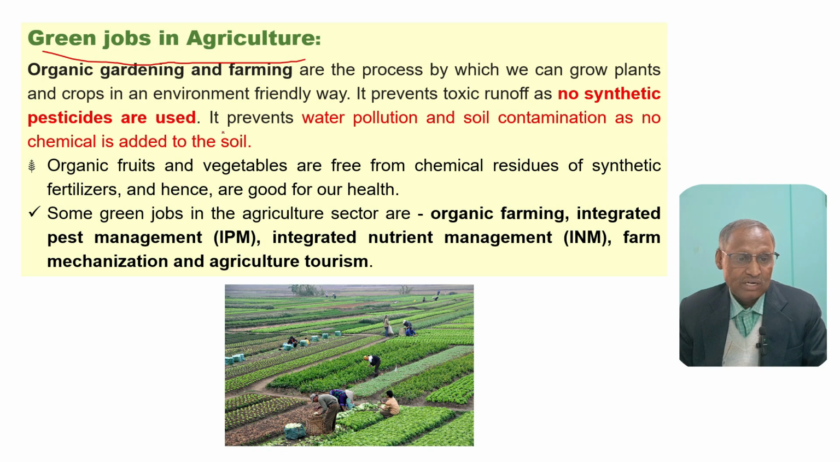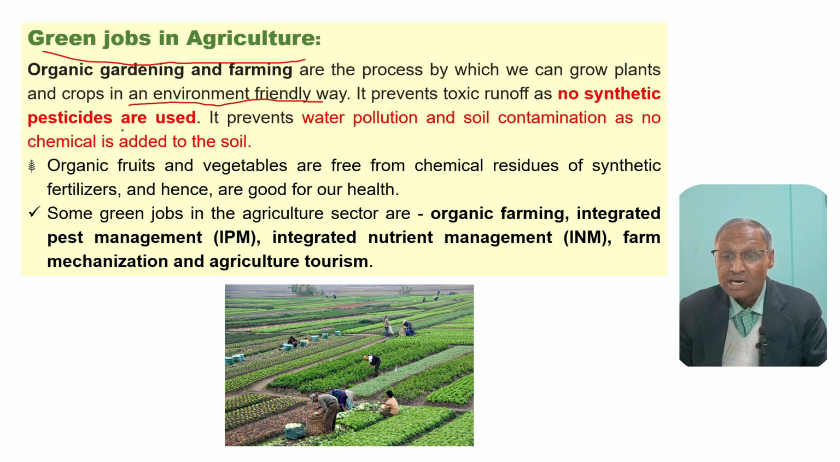So let us take them one by one. First, green jobs available in the agricultural sector. The most important green jobs in agricultural sectors are organic farming or organic gardening. Organic gardening and organic farming are the processes by which we can grow plants and crops in an environment friendly way, that is the eco-friendly way.